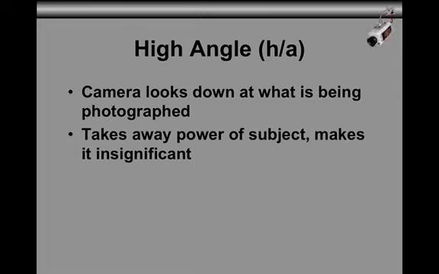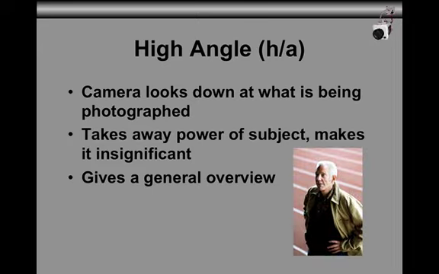Next we have the high angle shot, or HA for short, and this is where the camera looks down at what is being photographed, and it usually tends to take away power from the subject and make the subject seem less significant. It also gives the viewer a general overview of what's happening in the frame.